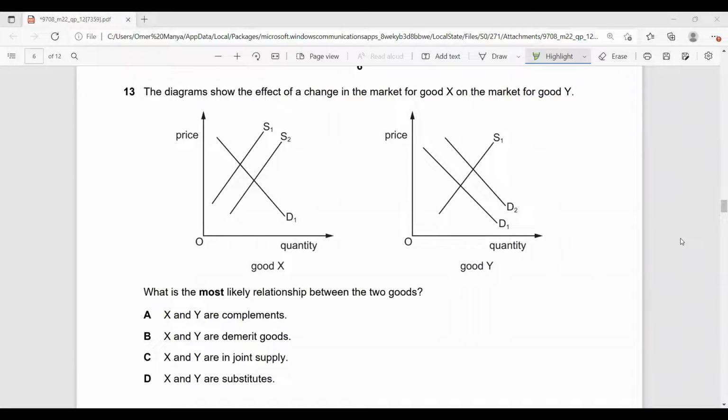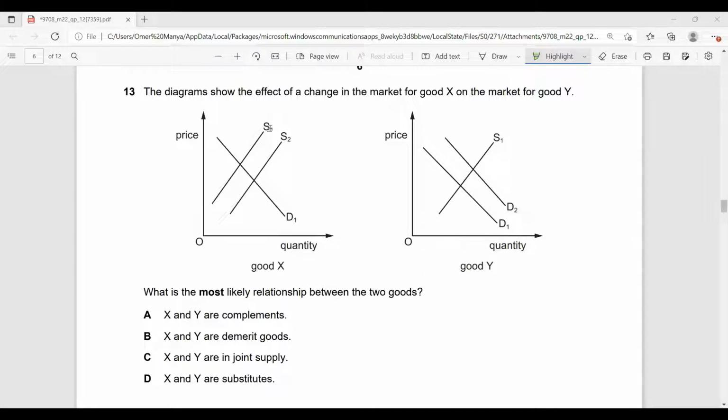The diagram shows the effect of a change in the market for good X on the market for good Y. What is the most likely relationship between the two goods? So let's analyze what's happening here. Something has changed in good X, and that change is having an impact on good Y. So what is happening to good X?